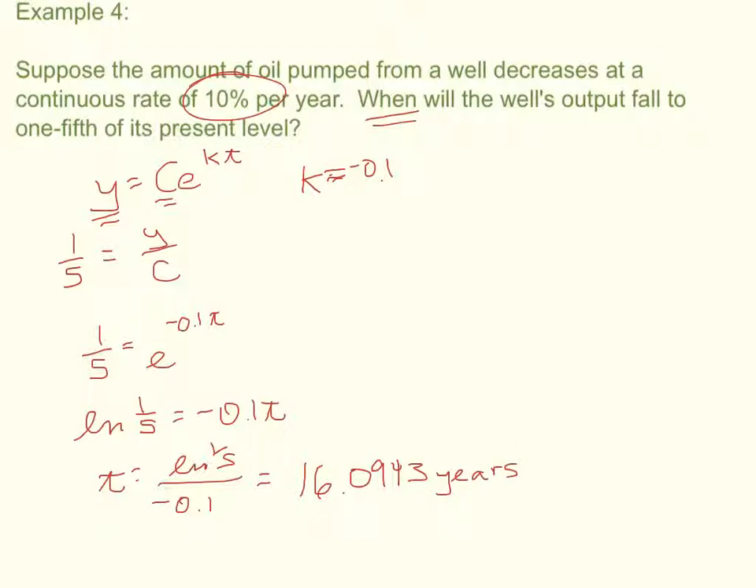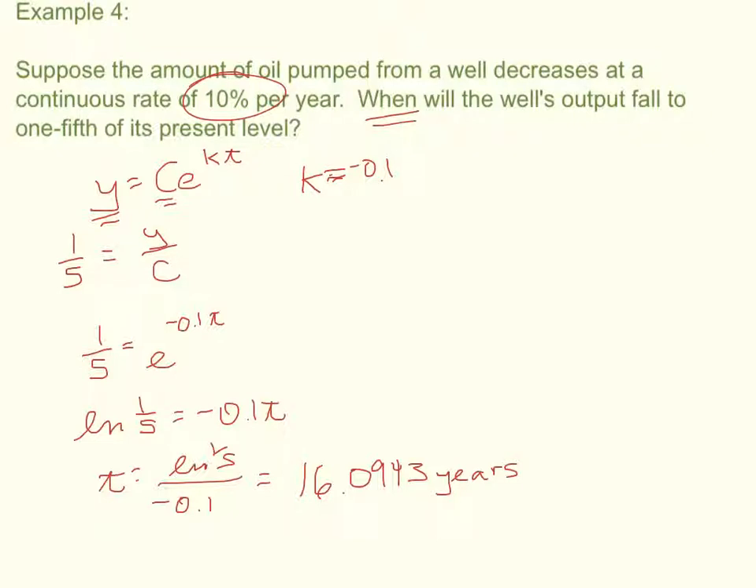Just be careful, don't forget that negative sign in there. If you had forgotten the negative for the k, when you took ln of 1/5 divided by a positive 0.1, you would have gotten negative 16 years, and hopefully that would have made you stop for a second and go, whoa, it can't be negative years. And then hopefully you would have gone back and seen that k was a constant of decay.